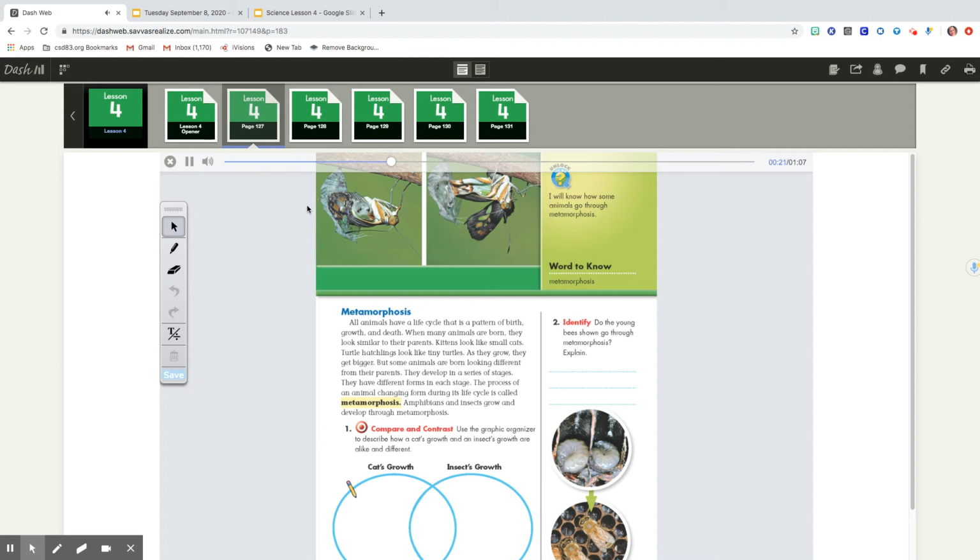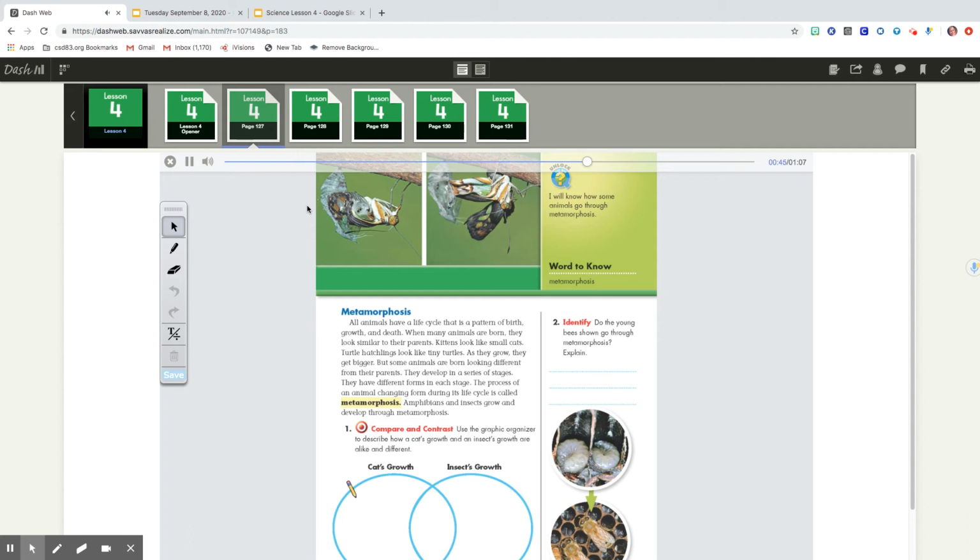When many animals are born, they look similar to their parents. Kittens look like small cats. Turtle hatchlings look like tiny turtles. As they grow, they get bigger. But some animals are born looking different from their parents. They develop in a series of stages. They have different forms in each stage. The process of an animal changing form during its life cycle is called metamorphosis. Amphibians and insects grow and develop through metamorphosis.